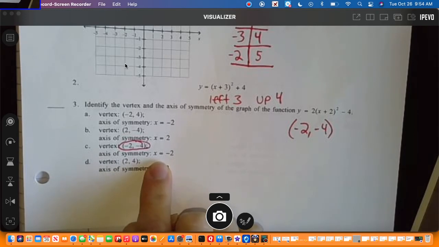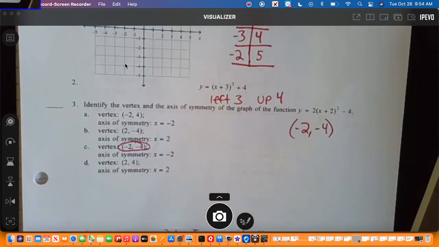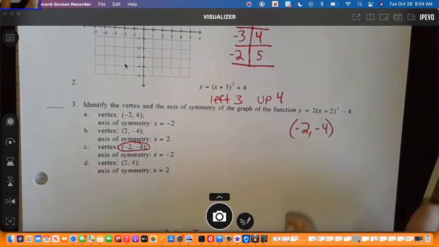So if it's plus 2, it's to the left. If it's minus 2, it would have been to the right. It's the opposite when it's in the parentheses. Are we good with the first 3? Let's keep going. How many is there? 10.